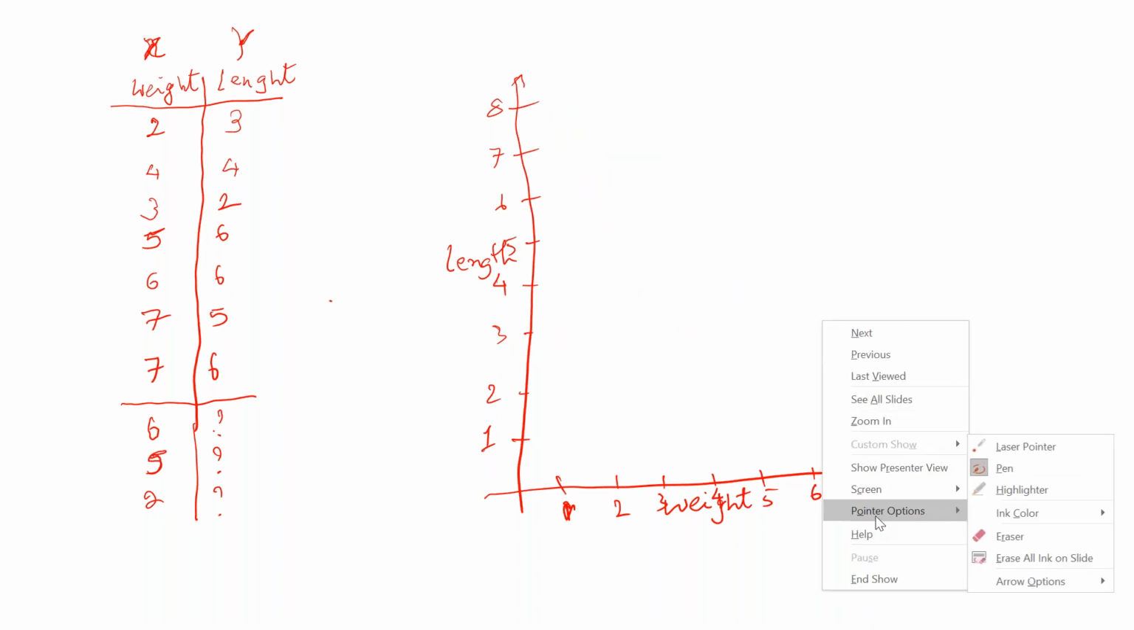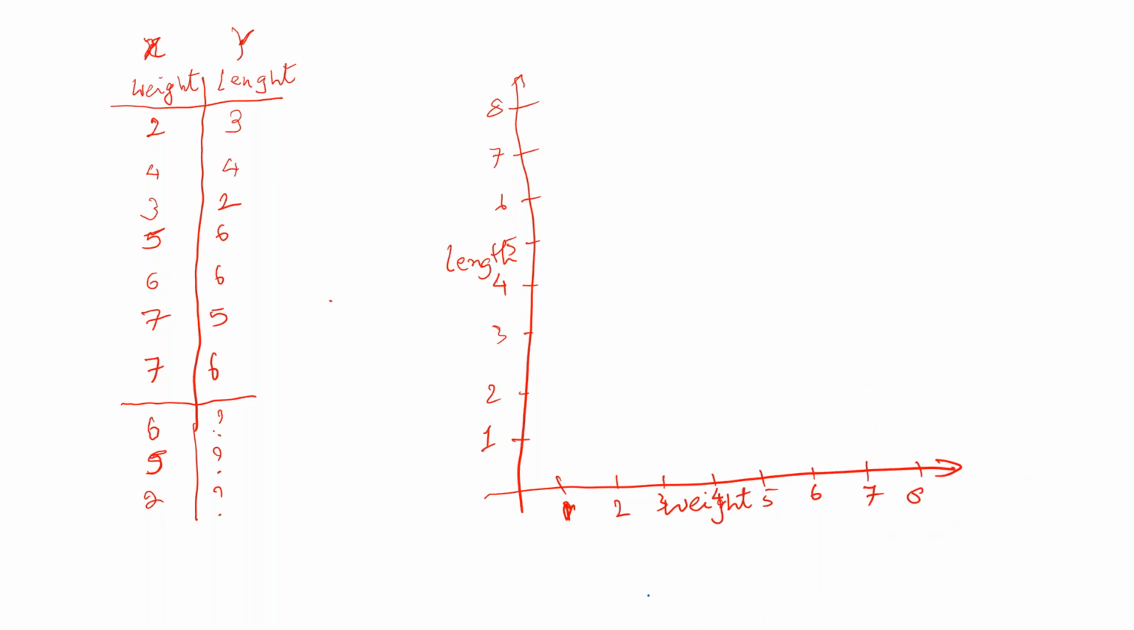Let me choose the ink color. I will choose blue. Okay, so the first mouse is actually 2 and 3. It is falling somewhere here. Second mouse is 4 and 4. Let me take it somewhere here. Then 3, 2, another mouse, a little bit not very healthy mouse. It is not going very well.